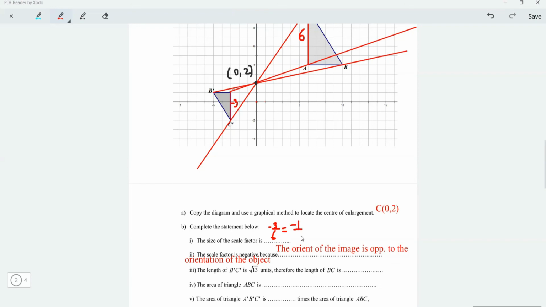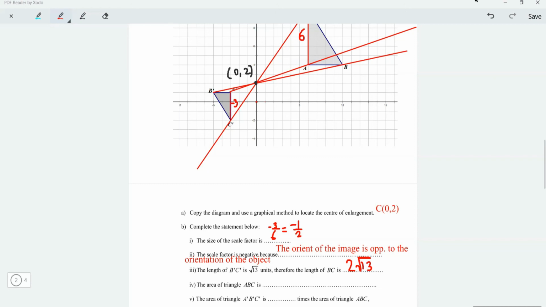If the scale factor is negative a half now, it says what is the length of B prime C prime? It says the length of B prime C prime is root 13. Find out what is the length of BC. The length of BC, guys, is going to be twice this distance. Why is it twice this distance? Because the image is half of the object. So the length of BC is going to be 2 times root 13. That's the length of BC.